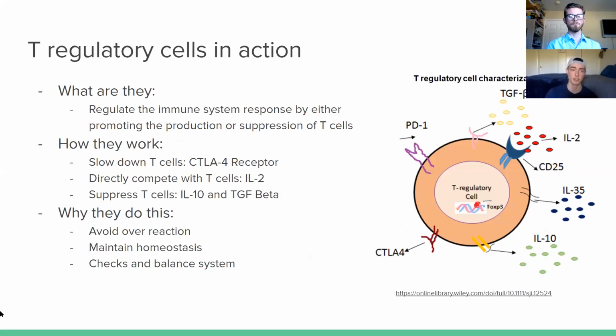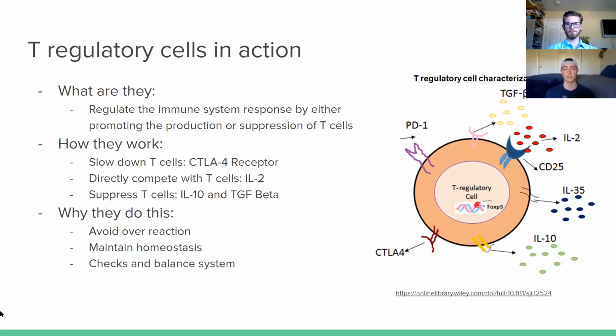So to take a closer look at T regulatory cells, again, we'll recap what they do. They're there to either promote the production of T cells or directly suppress T cells. How is this done? They're able to slow down T cells by binding a T cell to a macrophage using the CTLA4 receptor. This will put the T cell into a dormant state, so it's not being used.